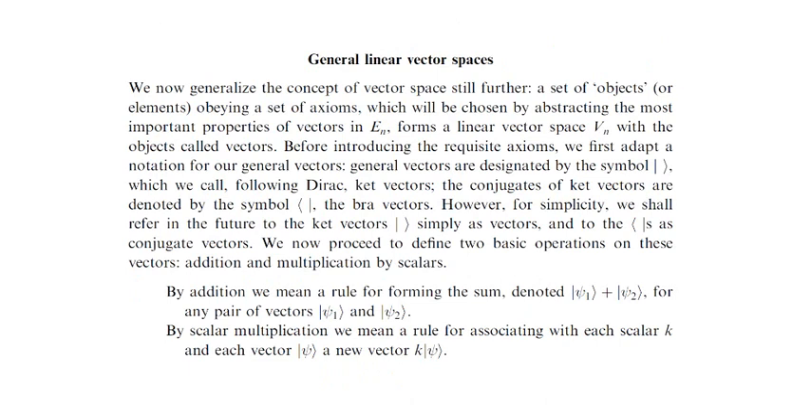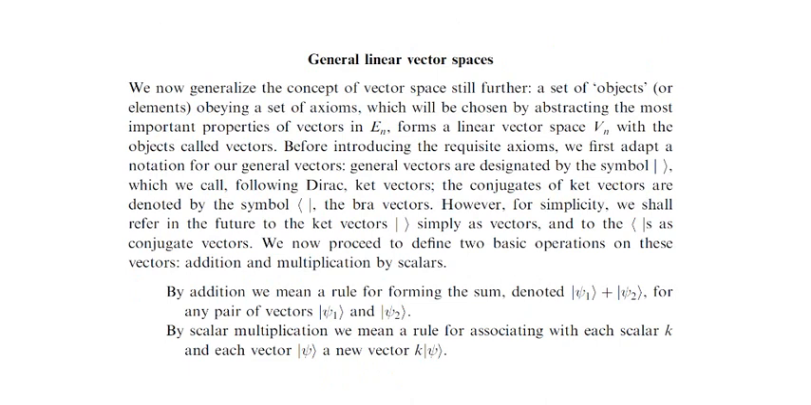In linear vector spaces, we are going to talk about a set of objects. These can be our vectors, these can be matrices, these can be functions, these can be any set of objects, but these objects should conform with a set of axioms. And if they comply with certain axioms, then they are said to form a linear vector space.